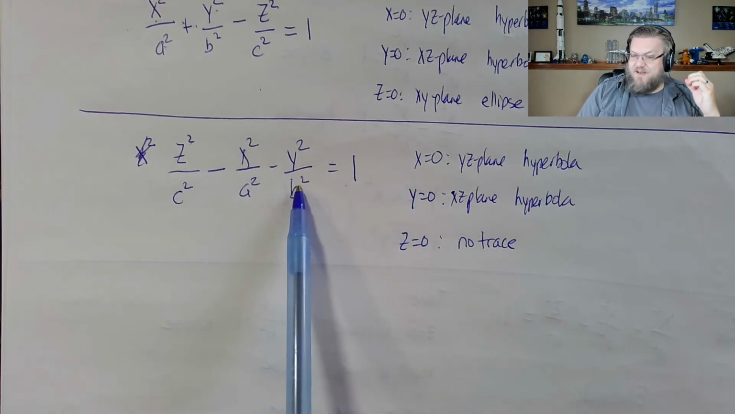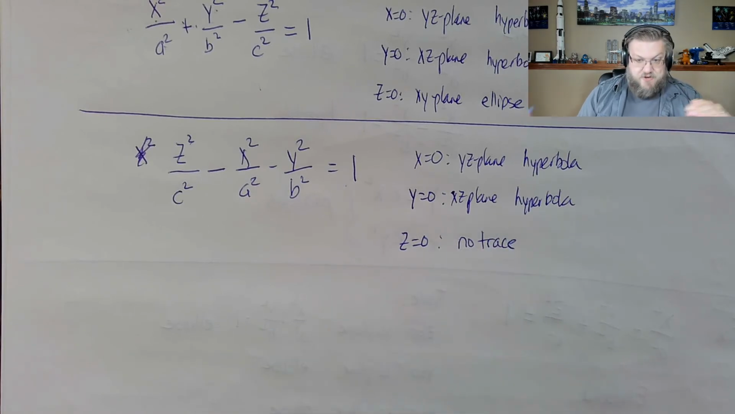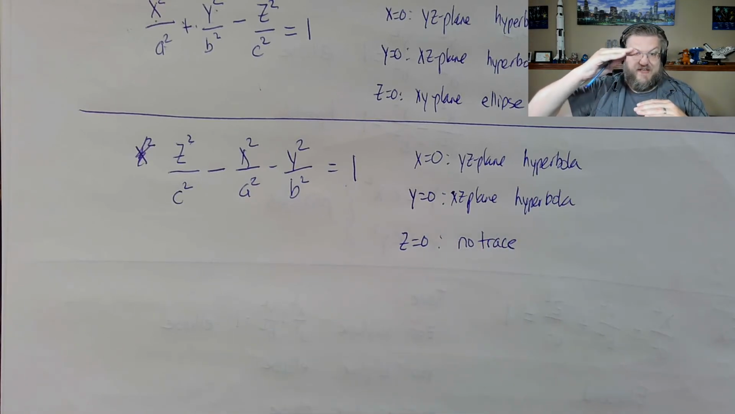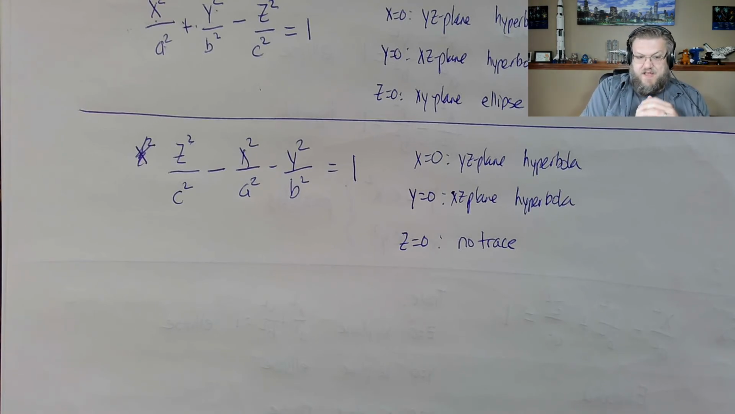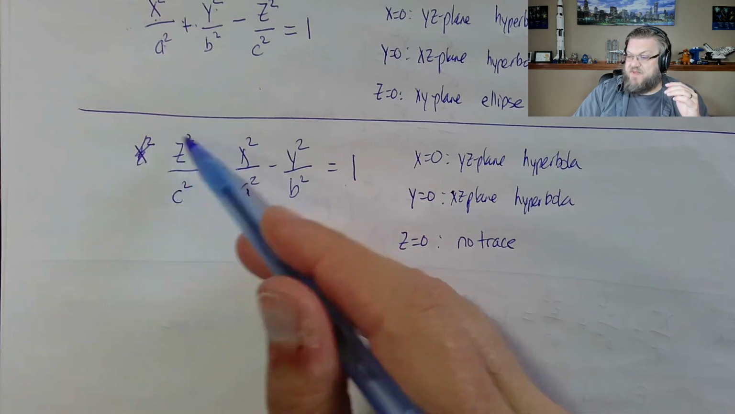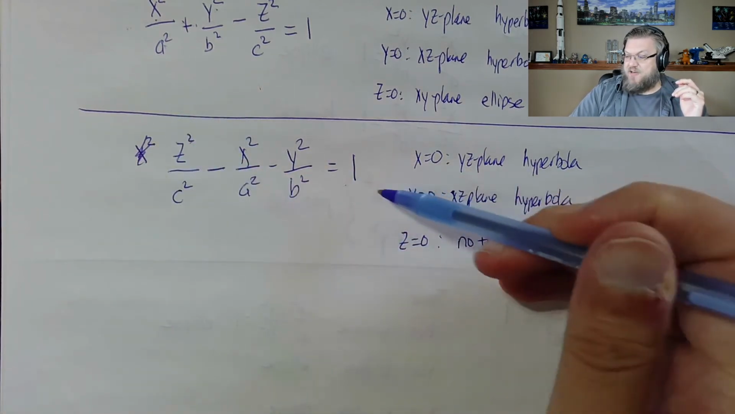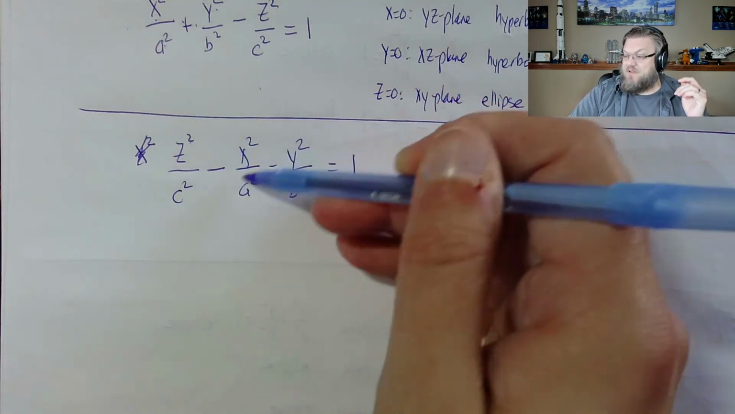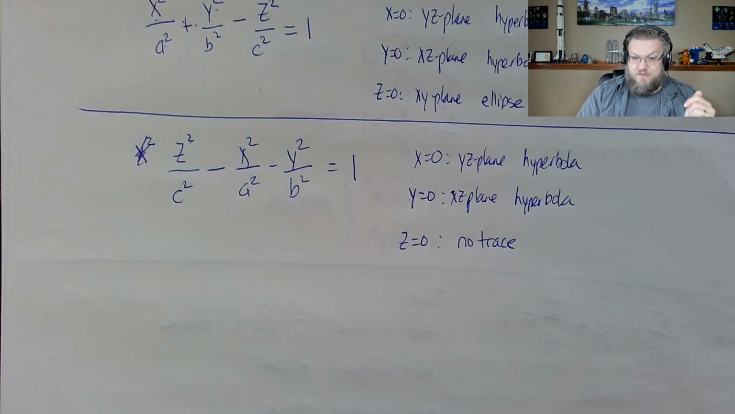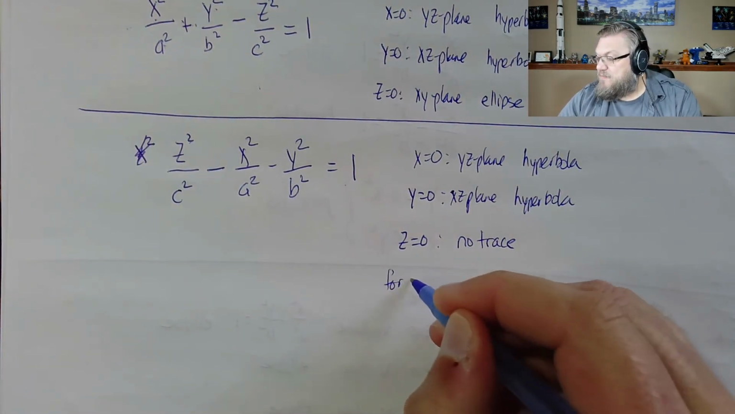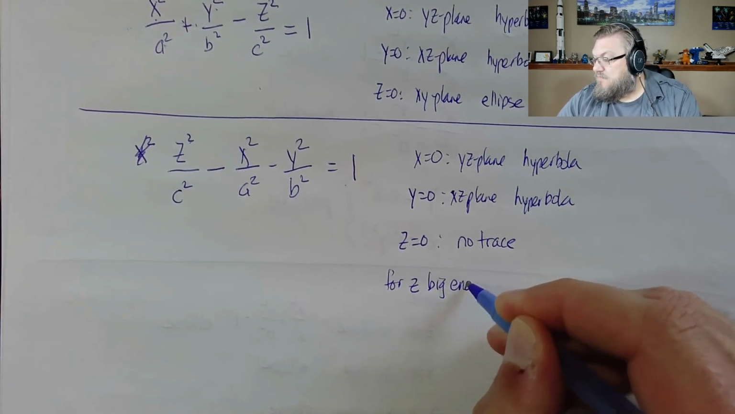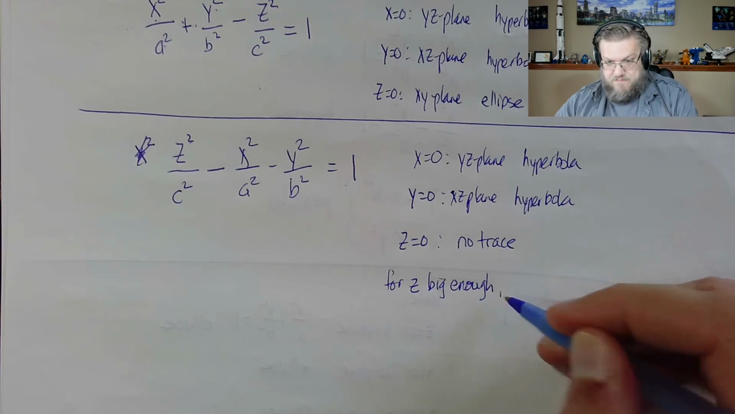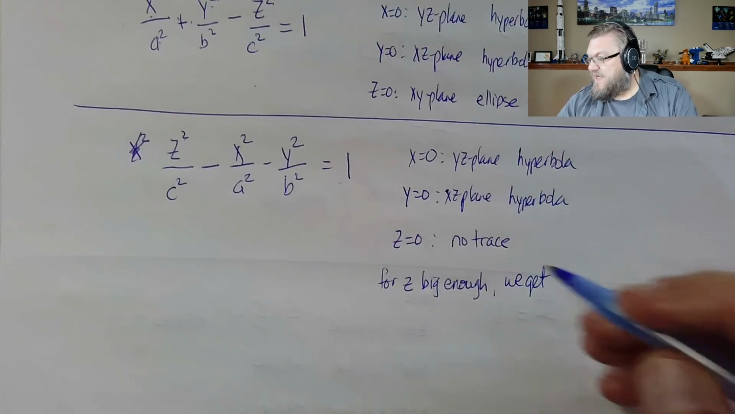So what we have here is when z is 0, nothing. But there is a z value where I will start to get a shape. And once I do get that shape, it's going to end up being elliptical, because this is going to be a big positive number. I'm going to subtract that over, so it's going to be a big negative number. And then I will just multiply everything by -1 to get the format I needed. So for z big enough, we get an ellipse.